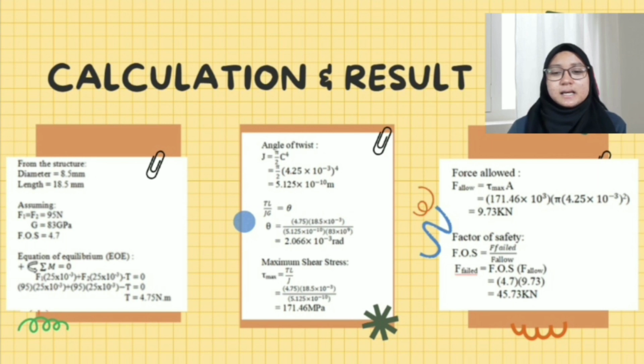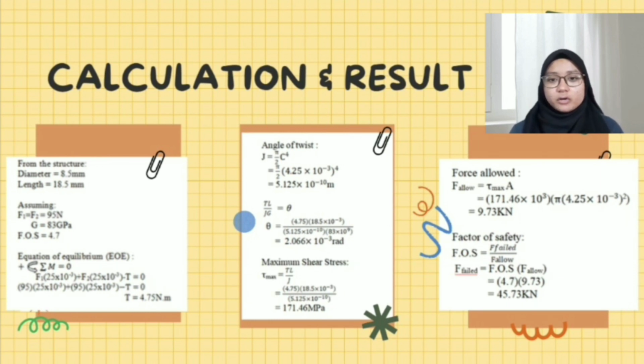As we can see at the FBD, firstly, we must find the T from the equation of equilibrium where the moment is equal to 0. So, we get our T is equal to 4.75 newton meters. Next, we will find the polar moment J using the formula J equal to pi over 2 times C to the power of 4, where C is our radius. And we get J is equal to 5.125 times 10 to the power of negative 10 meter.